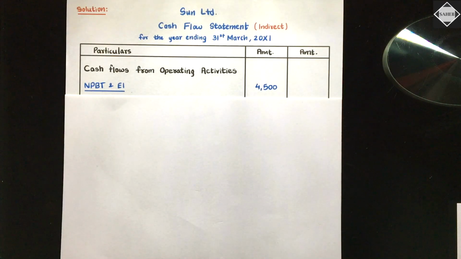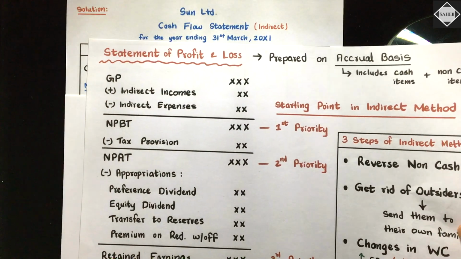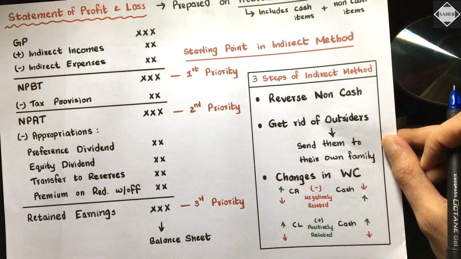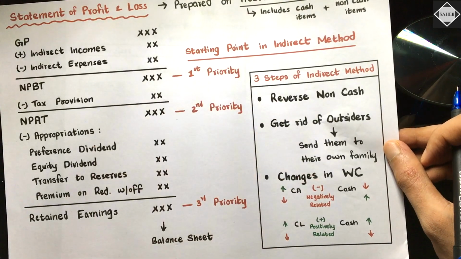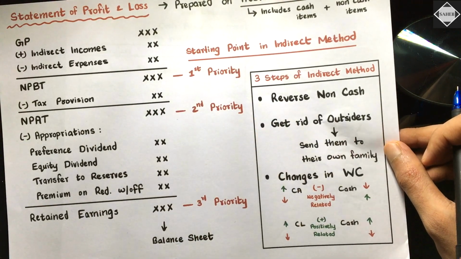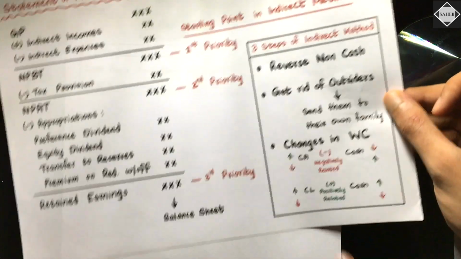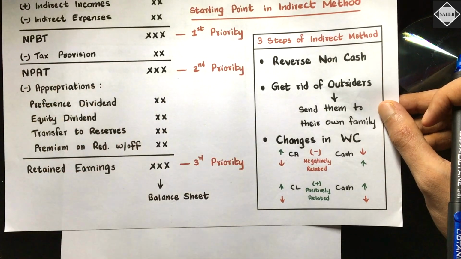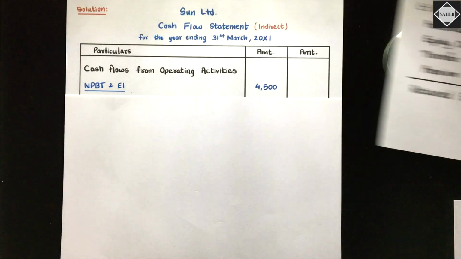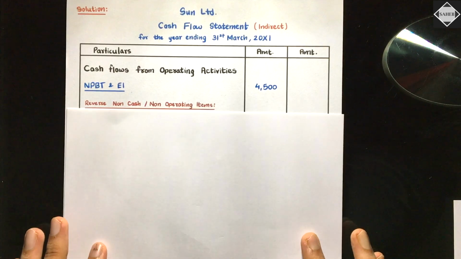Then you all know, if we are starting from net profit before tax, we have to look at the indirect income and the indirect expenses. What all non-cash items and non-operating items are there, we have to reverse. What all outside items are there which are non-operating but relate to financing and investing, isn't it? So we have to get rid of them as well, and then we have to do changes in working capital, and then we have to subtract tax paid, and then we have to consider extraordinary items. Then only finally we will get cash flow from operating activities, right? Yes. So let's reverse non-cash and non-operating items.